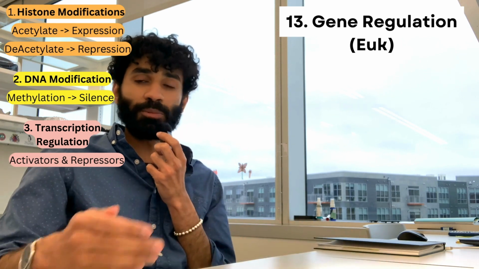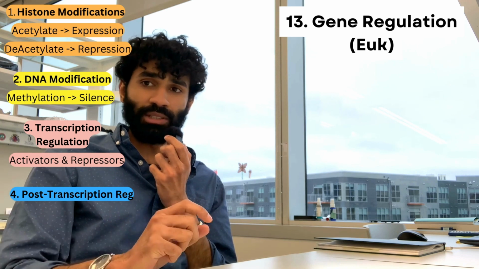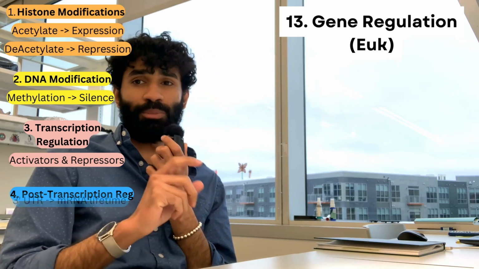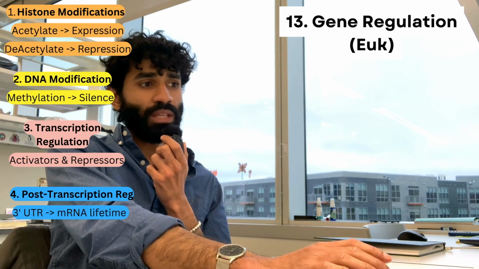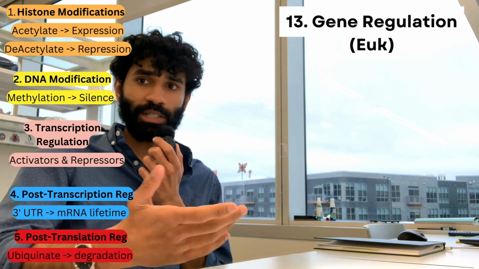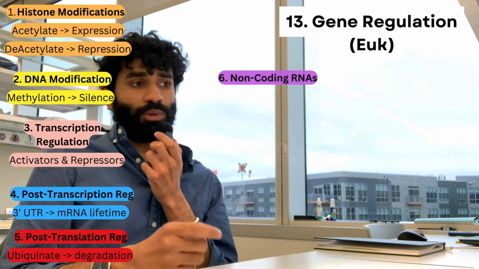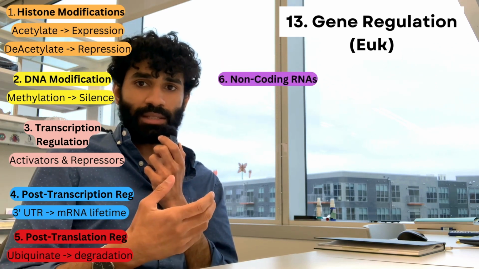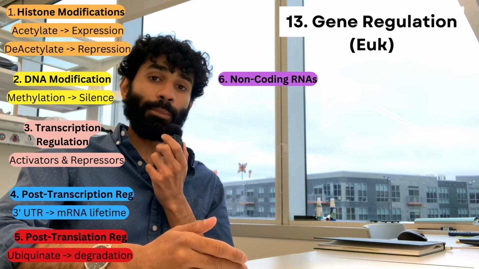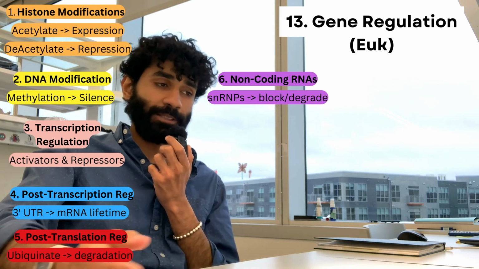You have post-transcription regulation. mRNA lifetime and degradation can be modulated by nucleotide sequences in the 3' UTR, the 3' untranslated region. You can have post-translational regulation. You can ubiquitinate proteins and mark them for degradation in proteasomes. And then lastly, you can have non-coding RNAs, which are microRNAs that combine with proteins, and then they target sequences with complementary sequences, and they can block mRNA from being transcribed, or they can just degrade mRNA directly.